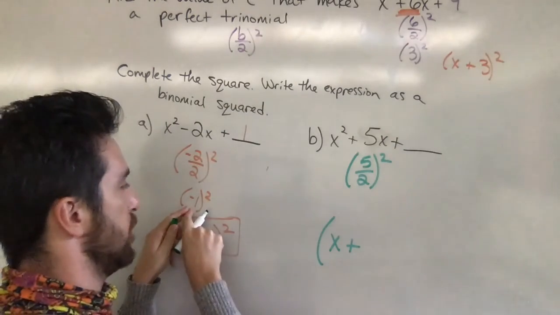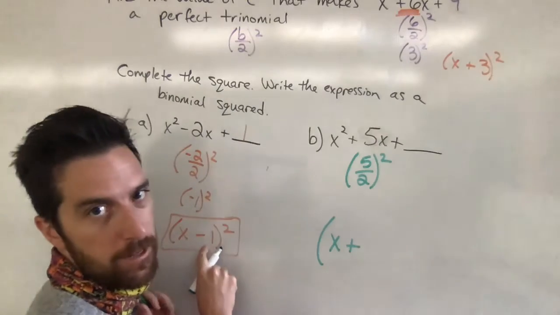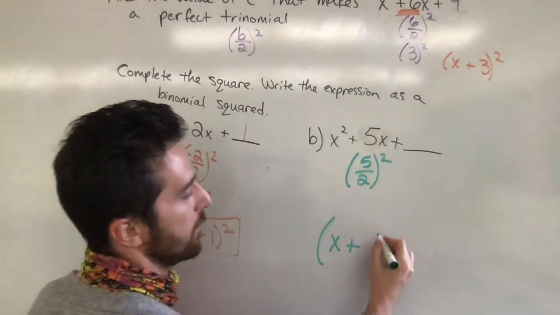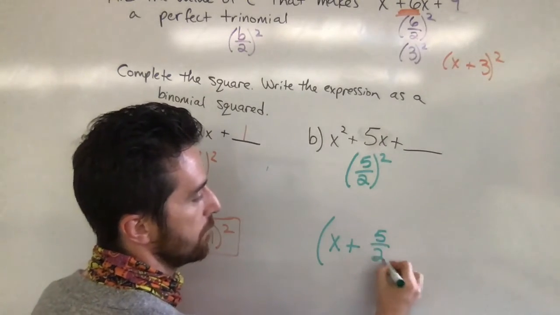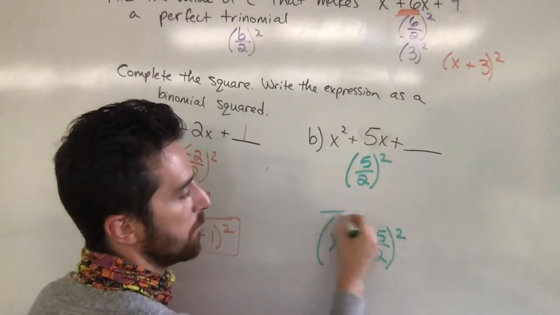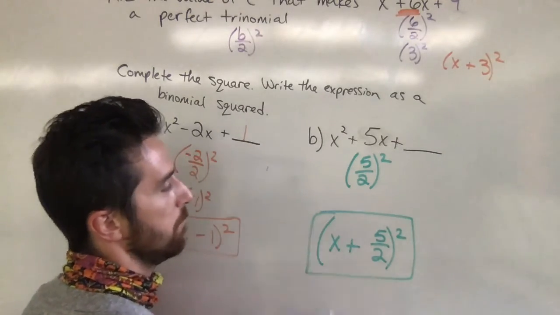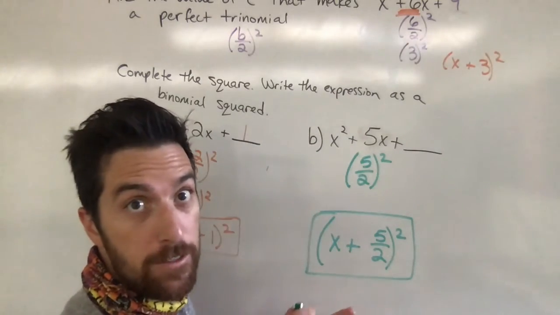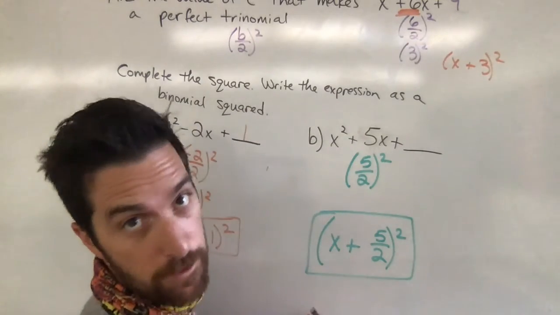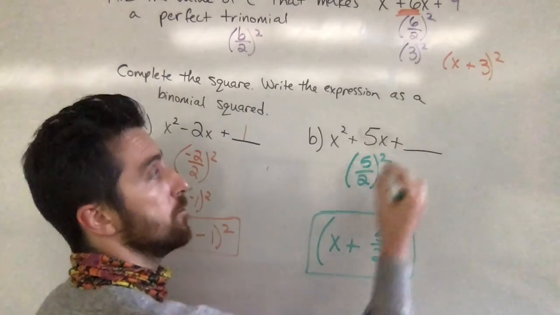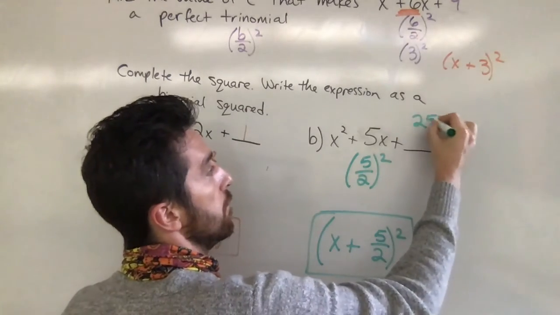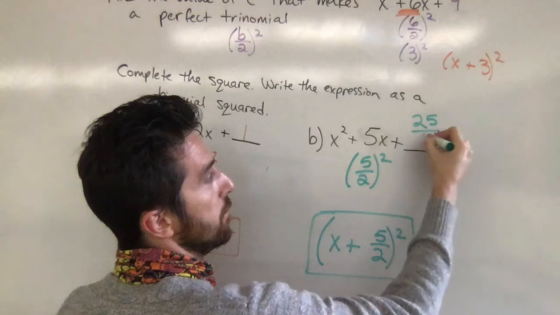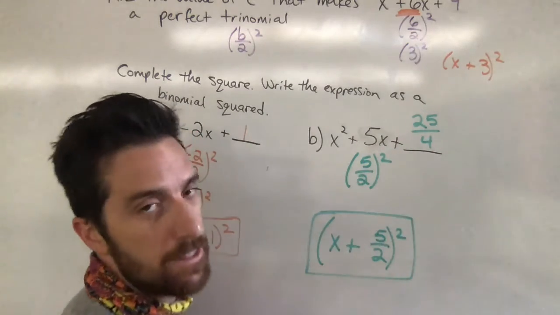So remember, before we squared it, that was part of the binomial squared. So this will be x plus 5 halves squared. That'll be part of our final answer. But we still need to figure out what c is. So we actually need to square it still. When you square a fraction, you square each part. 5 squared is 25. 2 squared is 4. So we're going to leave it written like that.